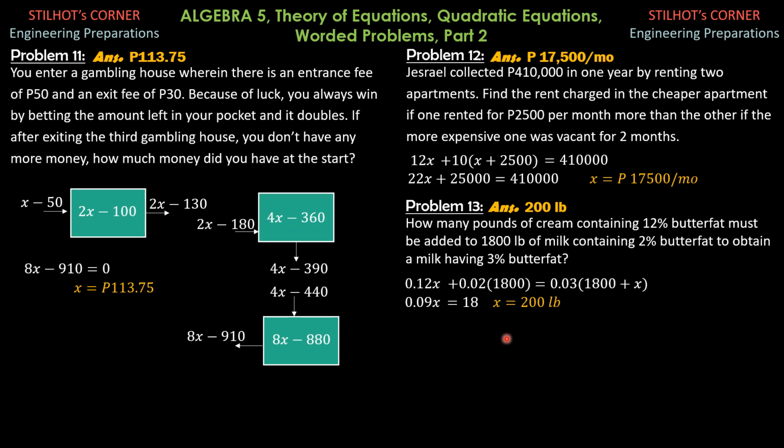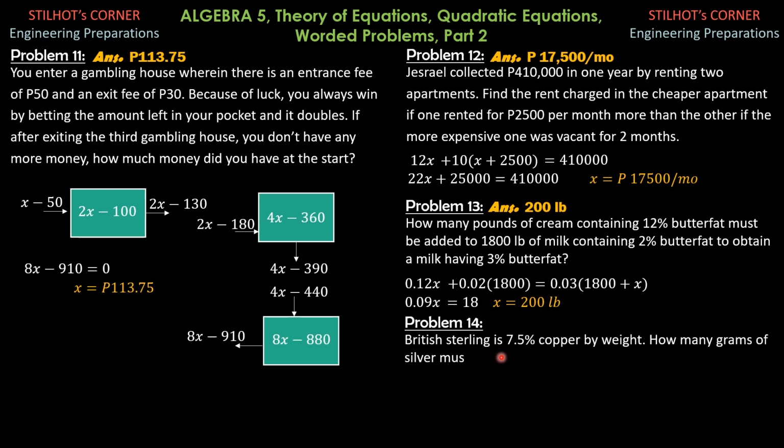And lastly, for this video, we'll have part 3, a continuation of this. So problem 14: British sterling is 7.5% copper by weight. How many grams of silver must be mixed with 150 grams of an alloy that is 10% copper in order to make sterling? We will call that amount in grams of silver to be mixed with 150 grams of alloy that is 10% copper to make sterling S.